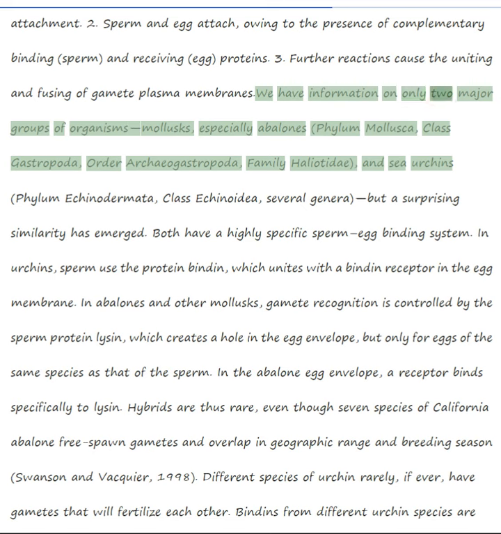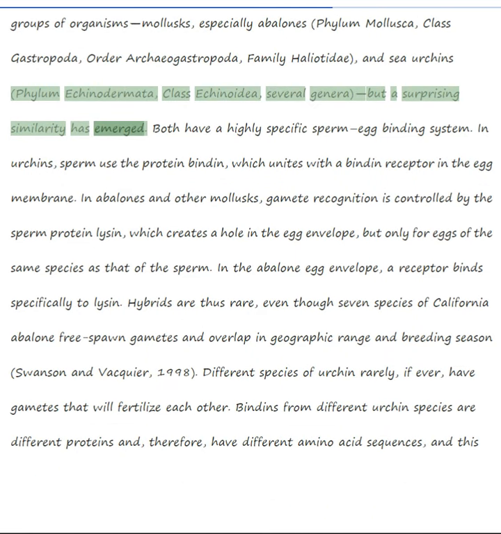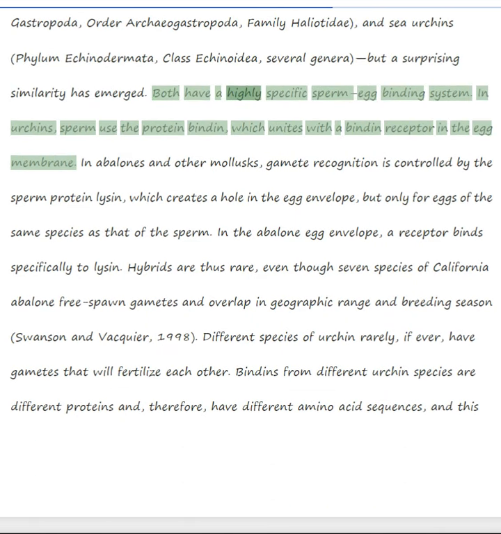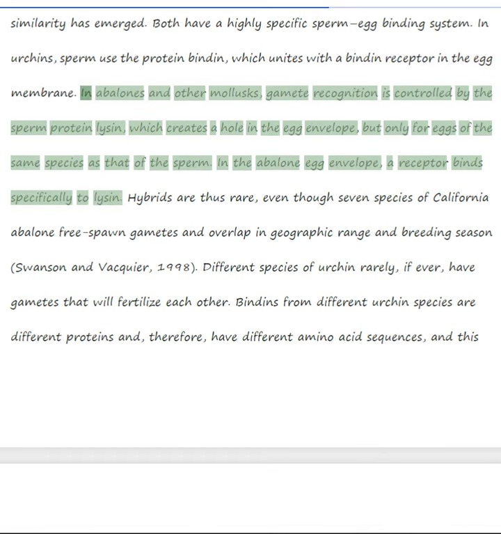We have information on only two major groups of organisms, mollusks, especially abalones, and sea urchins. But a surprising similarity has emerged. Both have a highly specific sperm-egg binding system. In urchins, sperm use the protein bindin, which unites with a bindin receptor in the egg membrane. In abalones and other mollusks, gamete recognition is controlled by the sperm protein lysin, which creates a hole in the egg envelope, but only for eggs of the same species as that of the sperm. In the abalone egg envelope, a receptor binds specifically to lysin.